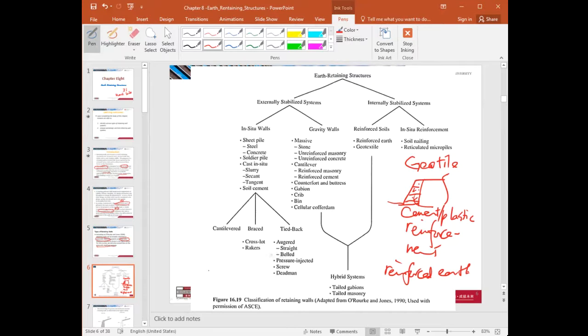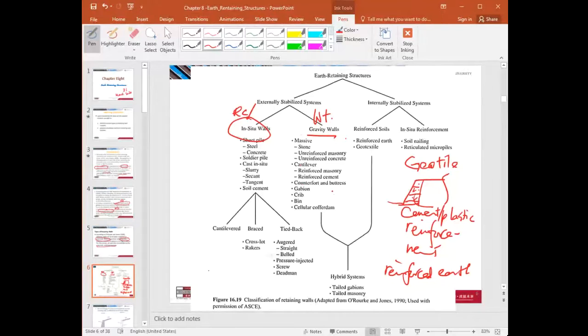For the externally stabilized system, there's a physical wall structure right here, say the in situ wall, and also the gravity wall. What's the in situ? In situ means RC or concrete, cast in situ. And here the gravity wall stands simply by its weight.